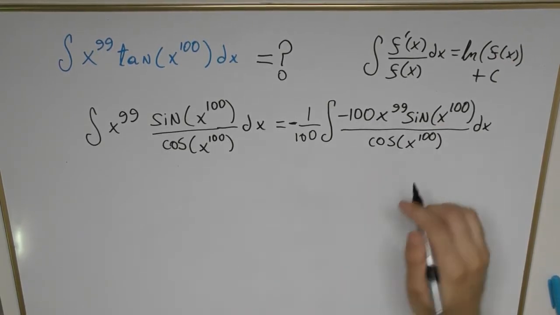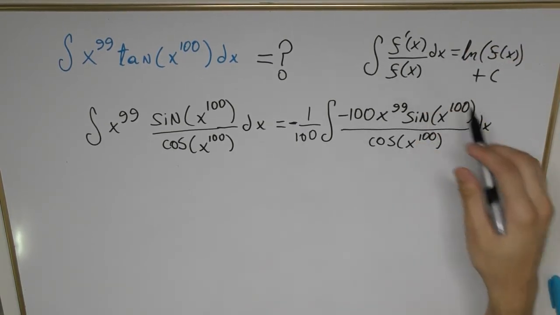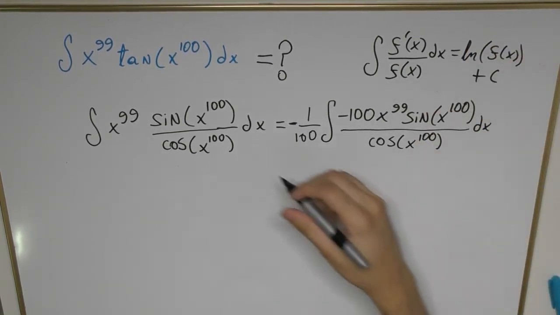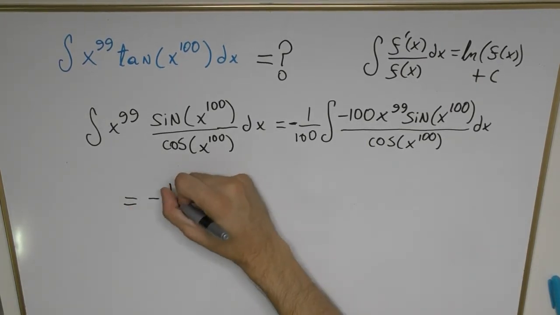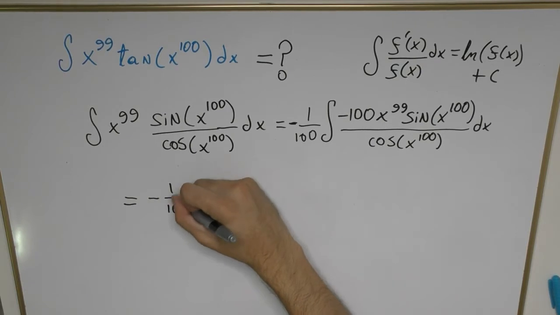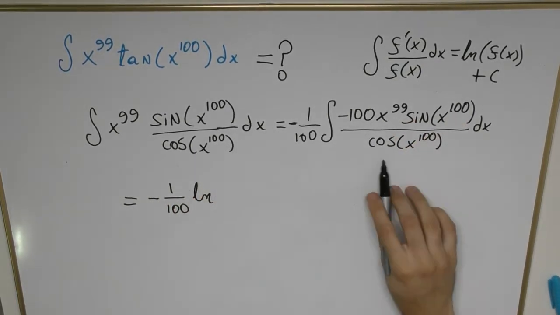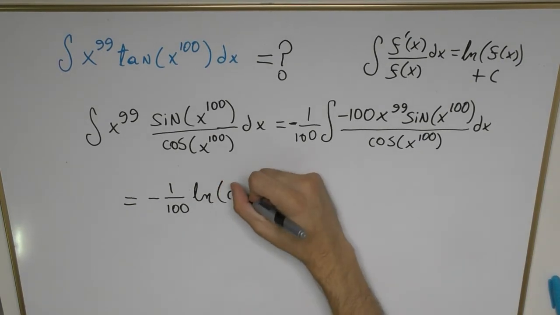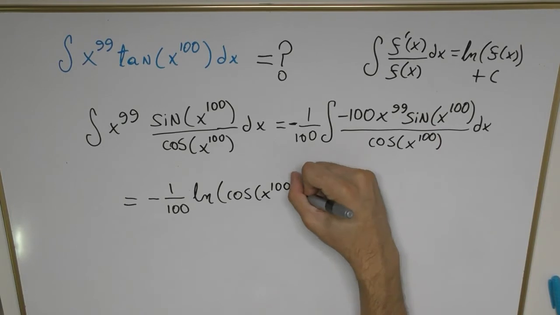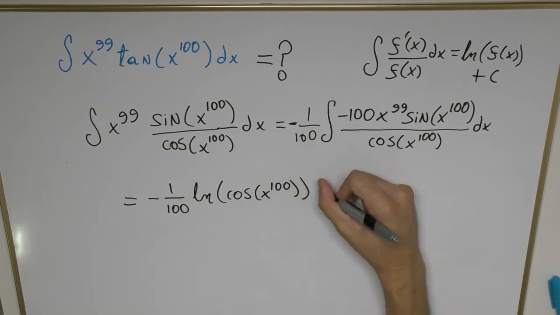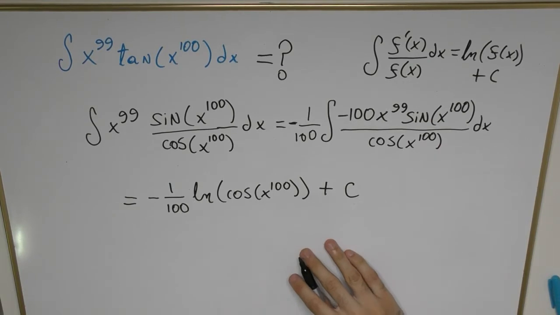And the next thing is, well, this is already in the form where the numerator is the derivative of the denominator, so we can now apply that formula to find the answer. So we have the factor of minus 1 over 100, and then we're going to have the natural log of the function cosine of x to the power of 100 plus the constant c. And that's going to be our final answer.